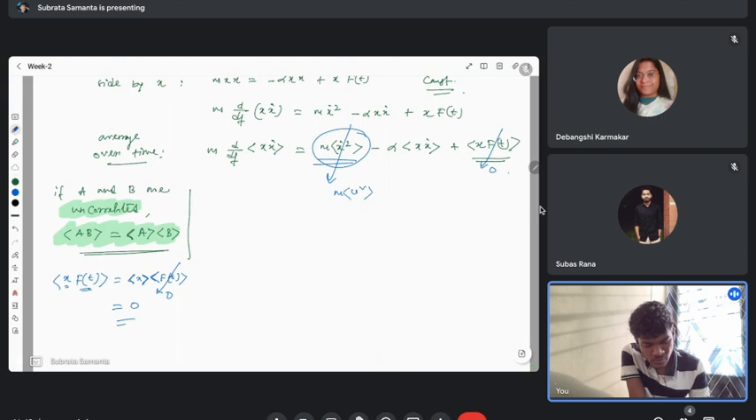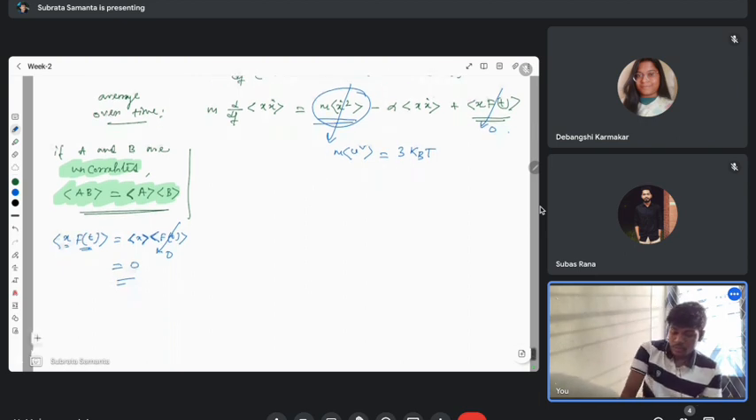Now this quantity is the average of m v squared, which we know from kinetic theory. Since half m v squared is 3/2 k_B T, m v squared is 3 k_B T. Then we are left with two equations.